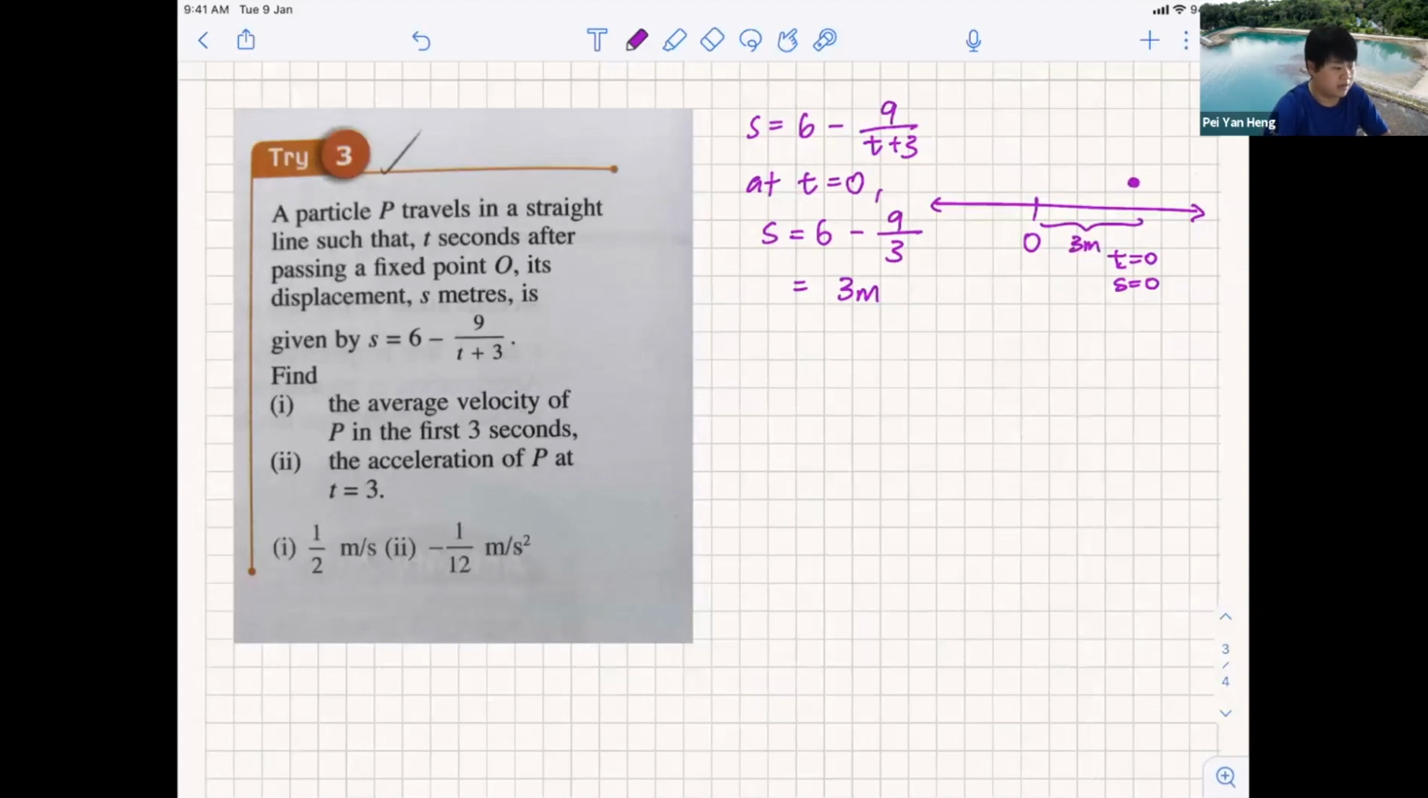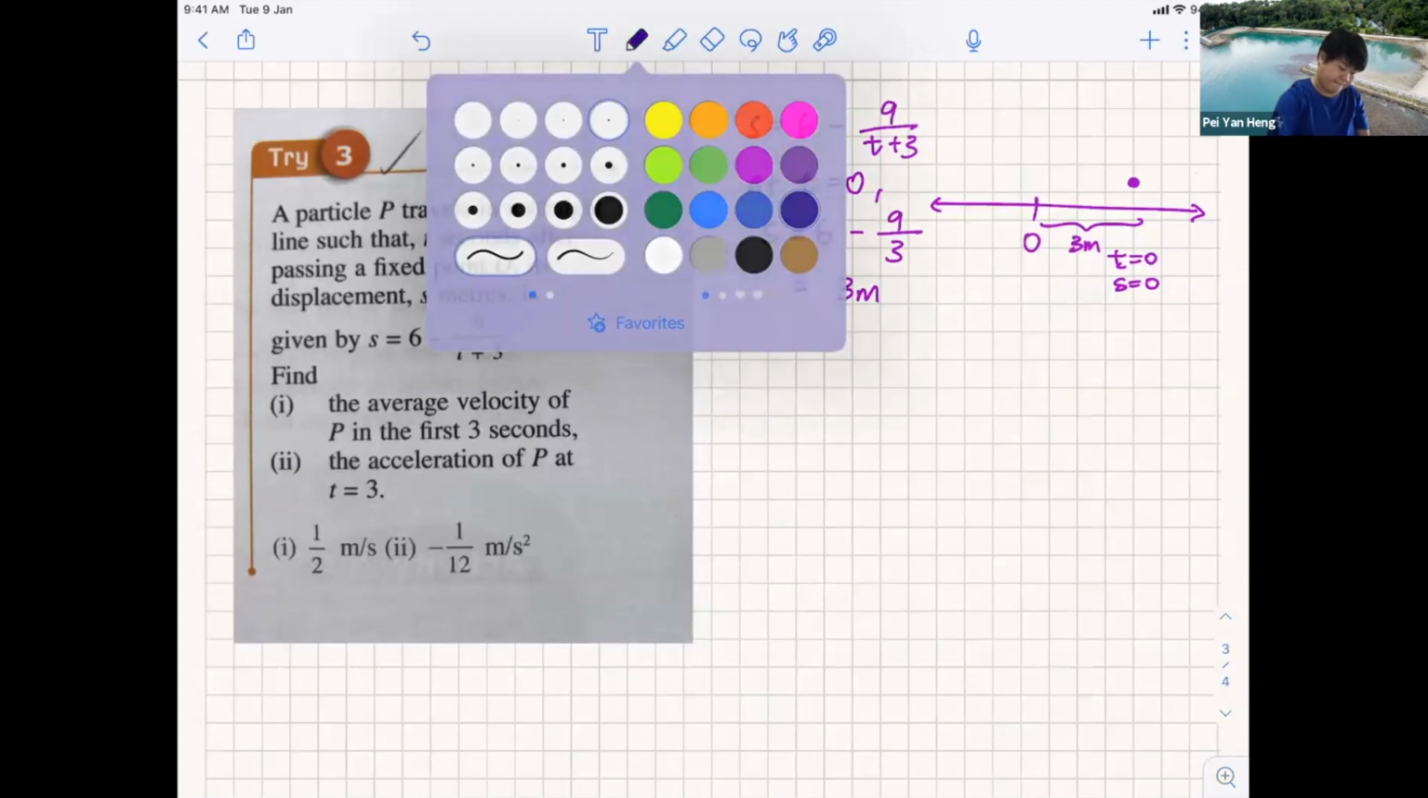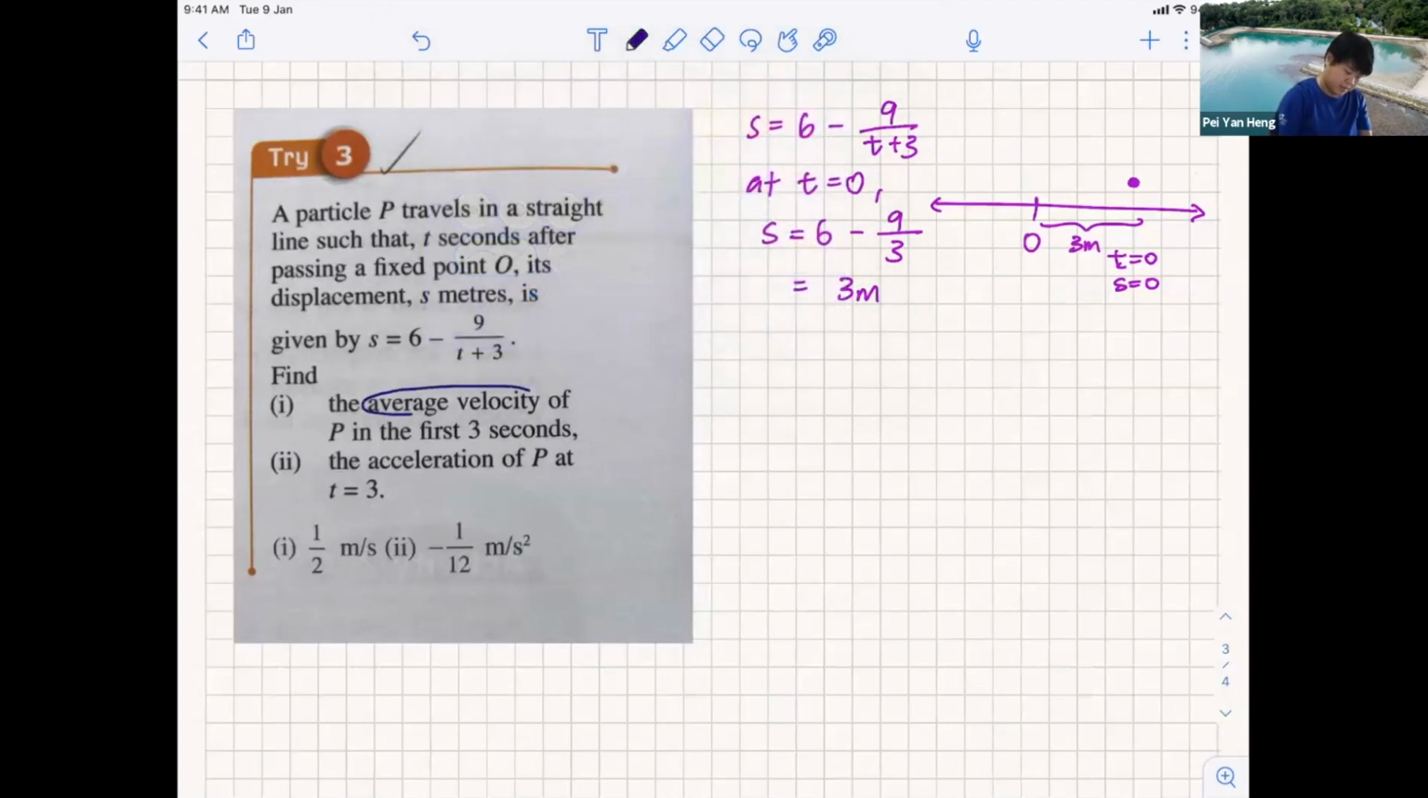So how do we find the average velocity of P? We need to calculate what happens. Average velocity is, so we use the correct term, total displacement over total time.